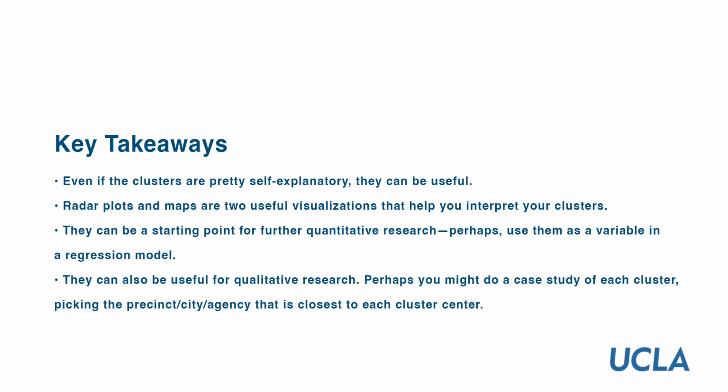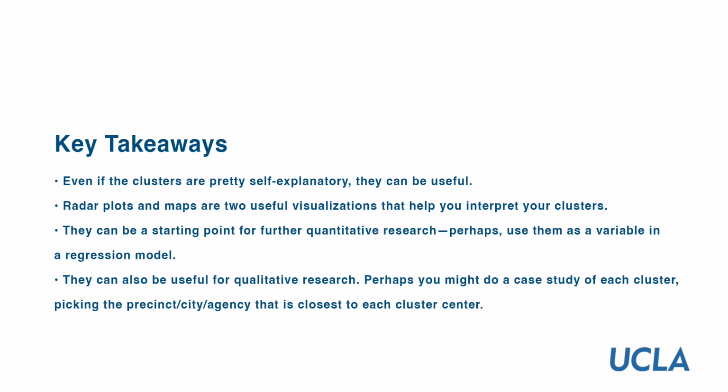So the key takeaways I'd like to leave you with from this lecture. Even if the clusters are pretty unsurprising or self-explanatory, in this case they were ordered by ideology, they can still be useful. And in our case, we showed that LA voting is pretty consistently ideological. Your vote on Biden is a really good predictor of the precinct's vote on these propositions. Radar plots and maps are two good ways to visualize that then help you interpret these clusters. And they can also be a starting point for future quantitative research.